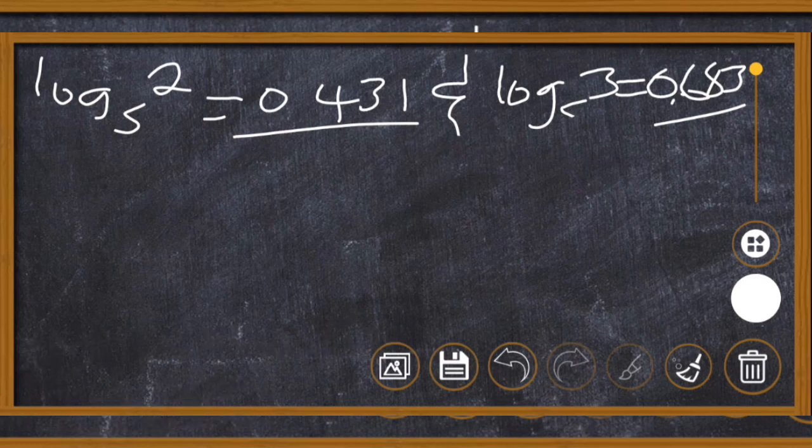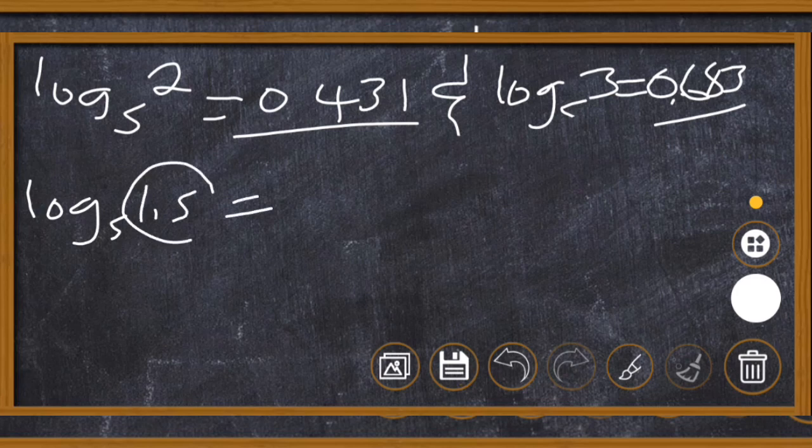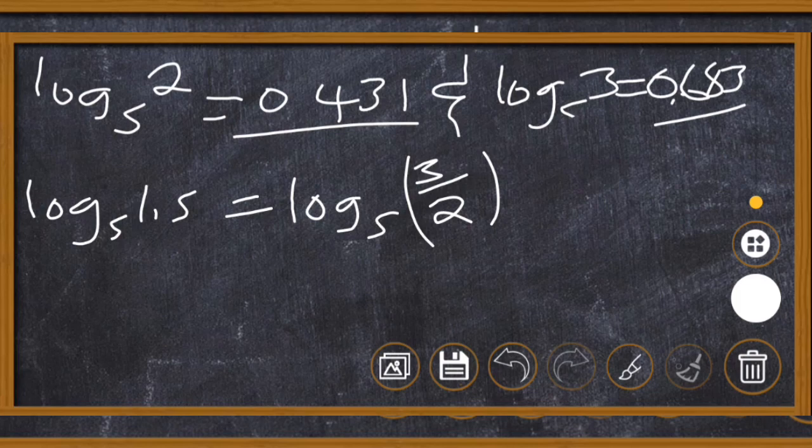So let's look at more examples. Let's say this time you have been given log 5 of 1.5. So you have to simplify this. For us to know the value of this, let's write it in fraction form. So we have log 5 of 3 over 2, because 3 over 2 is the same as 1.5. In this case, when we are dividing according to the rules, it means that we are subtracting the logs. So it's going to be log of 3 minus log of 2.